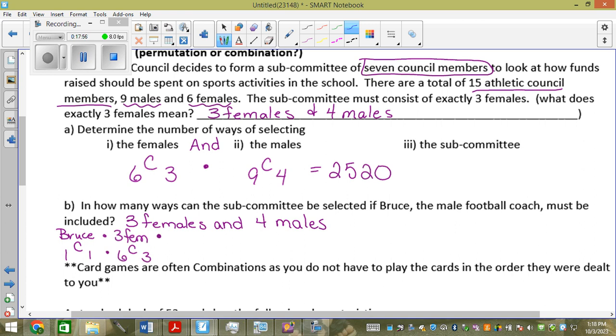And I need what still? How many males? 3 males. Why not 4? Because we already chose Bruce, and Bruce is a male. How many am I choosing from? 8. Why not 9? Because I've already chosen Bruce. So type that in. What do we get? Anyone get that? 1100.